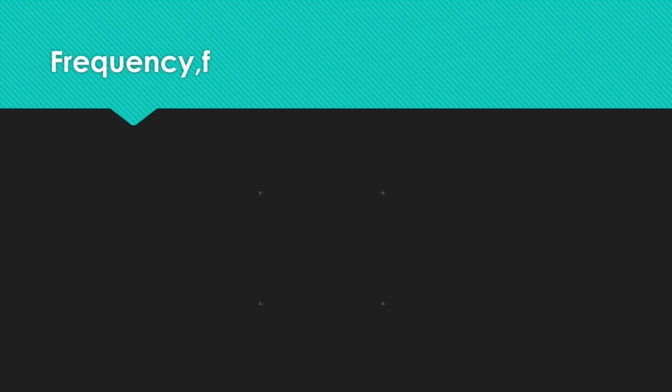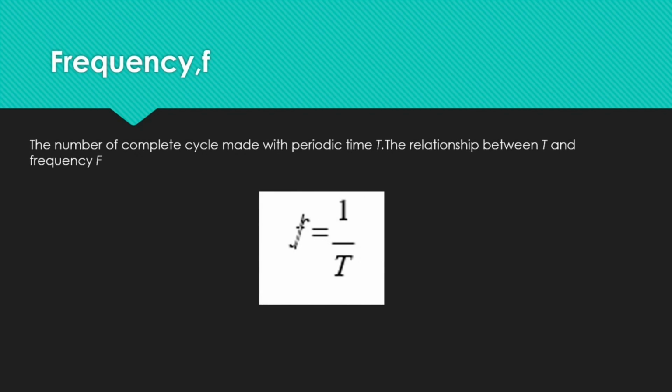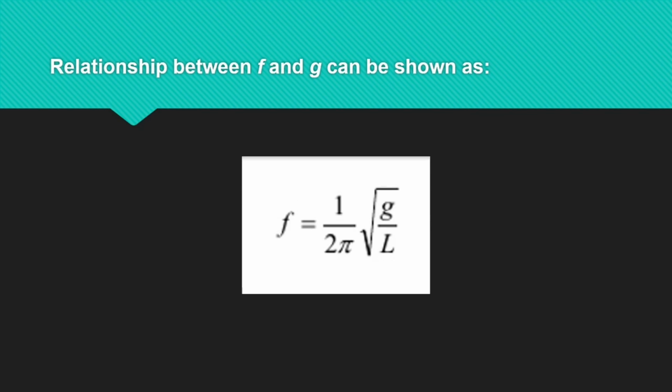Next is frequency. The number of cycles per periodic time. The relationship between T and frequency F is F equal to 1 over T. The relationship between F and g can be shown as F equal to 1 over 2 pi square root of g over L.